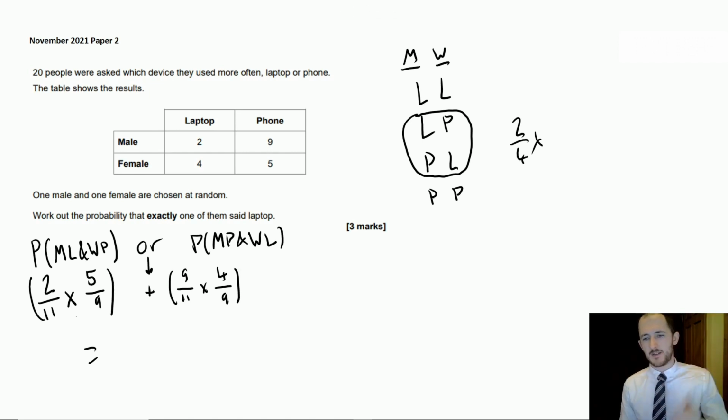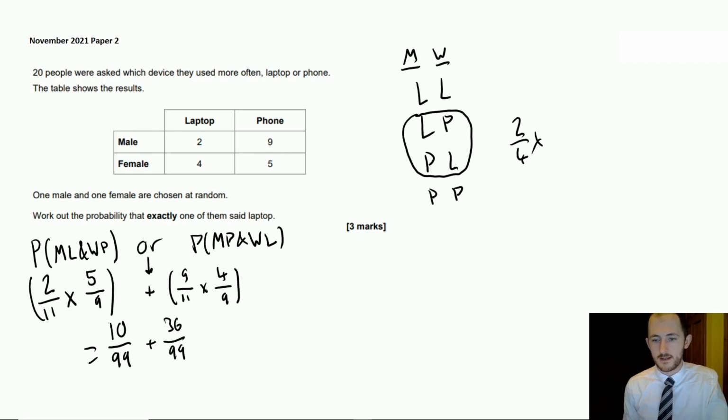And again, technically we could do this. Actually, let's just do it with that calculator. Some probability questions aren't calculator, okay? In general, if they have decimals in it, they're calculator. If it's fractions, they expect you to do it non-calculator. So 2 times 5 is 10. 11 times 9 is 99. Plus 9 times 4, which is 36, over 99 again. So we get 46 over 99, which is our answer.